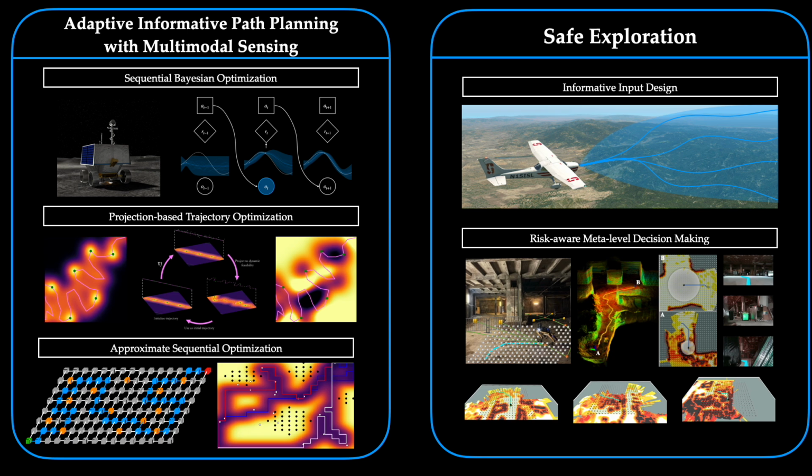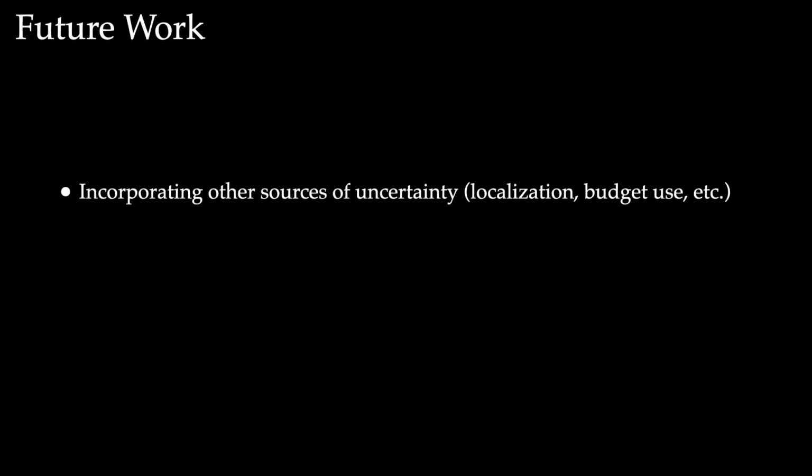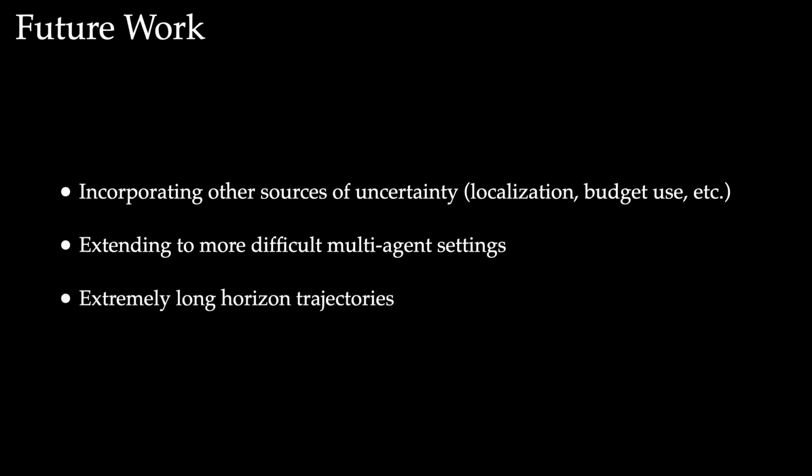Some of the future work here would involve incorporating other sources of uncertainty. So where we have localization uncertainty in terms of the agent not being certain about where exactly it is in the environment, as well as how its actions will actually affect the budget. So we might have uncertainty in the actual state of charge of the rover, for example. Additionally, we could extend this to more difficult multi-agent settings where we have either limited communications between the agents or adversarial agents in the problem as well. And then also planning over even longer horizon trajectories where we have to worry about some of the scalability issues there.